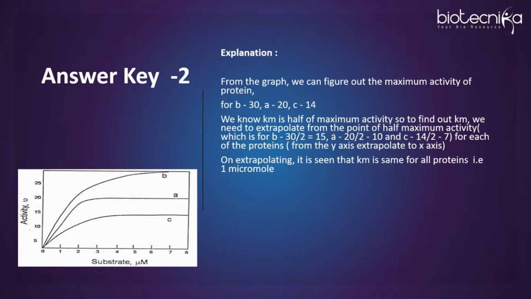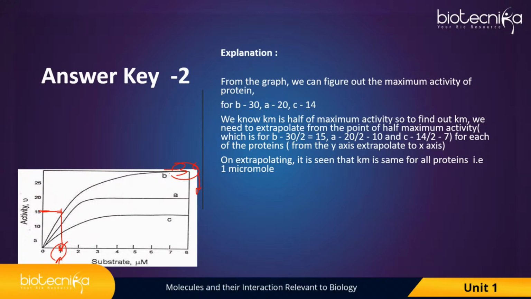Now for B, the maximum value is 30, take half of it. Half of it is 15. Where is 15? 15 is here. Touch the B line and bring it down. How much substrate do you require to reach half of 30? Half of 30 is 15. To reach that velocity, how much substrate do you need?